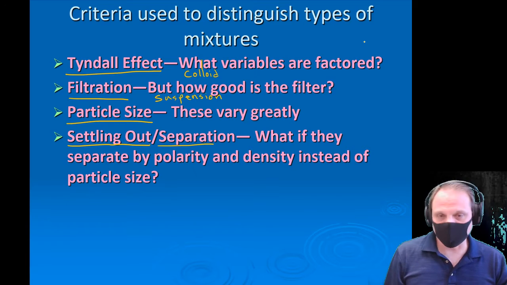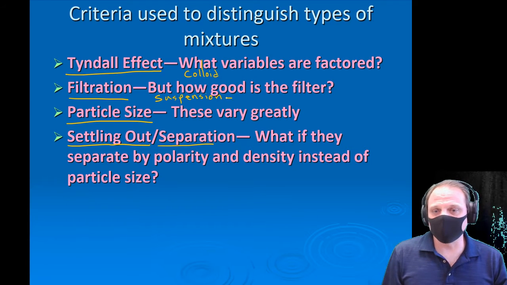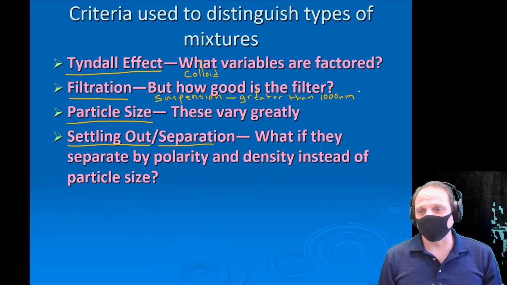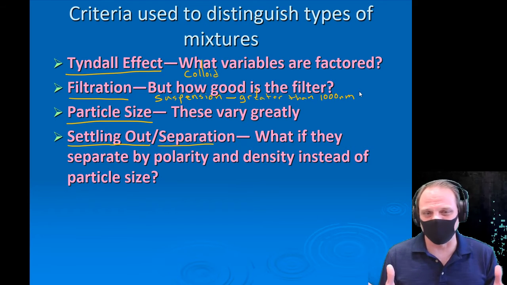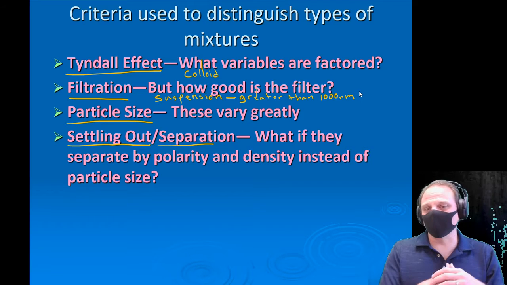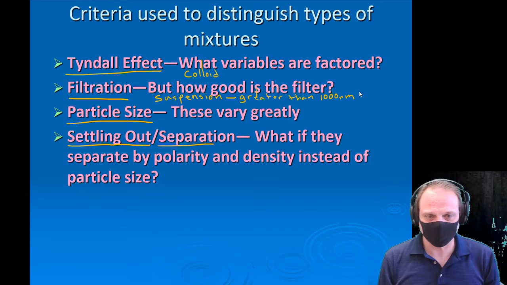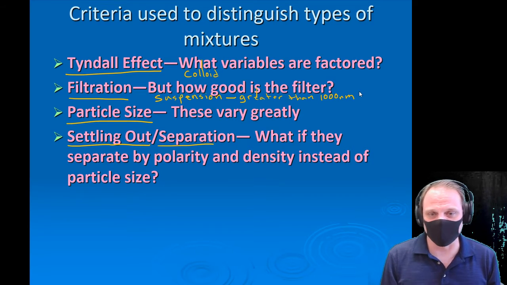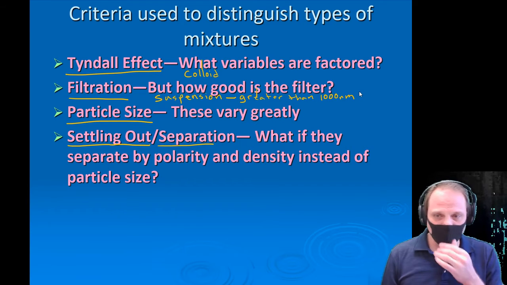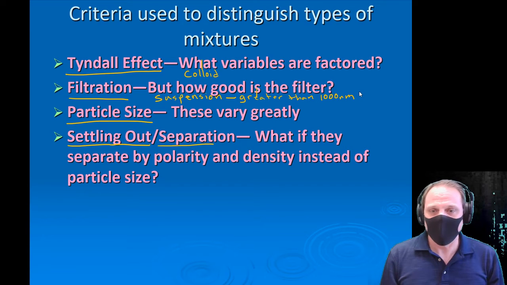And part of that is going to be the size, right? Suspensions are supposed to have particles greater than 1,000 nanometers. So if a particle is greater than 1,000 nanometers, then we can usually call it a suspension. And so the filtration paper probably needs to filter out things 1,000 nanometers or bigger. If it filters out something smaller than that, then that goes a little beyond what we need to do for suspensions.